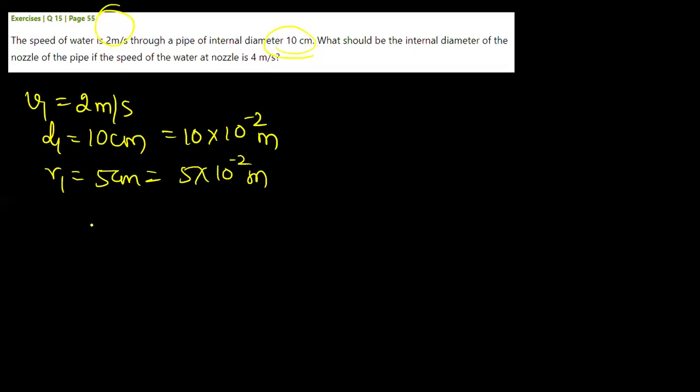What should be the diameter? Second diameter पता करना है. अच्छा, diameter पता करना है, ठीक है. So let us do one thing. Let us not substitute radius. We will use diameter only. इस diameter पता करना है. Second speed is given, v2 is given, 4 meter per second.